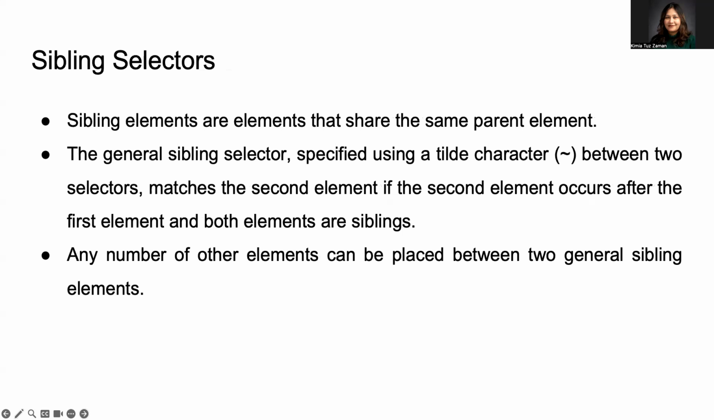Now, sibling selectors. Sibling elements are those that share the same parent. For example, multiple paragraph tags inside the same division are siblings. The general sibling selector uses a tilde between two selectors. It matches the second element if it comes after the first and both share the same parent.